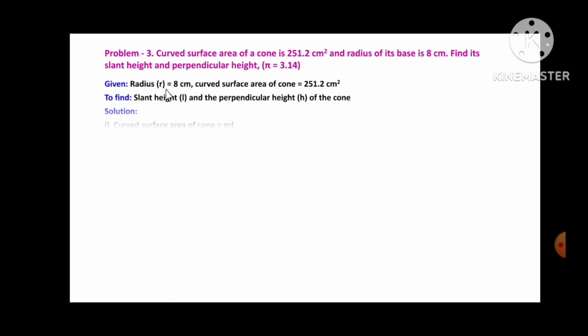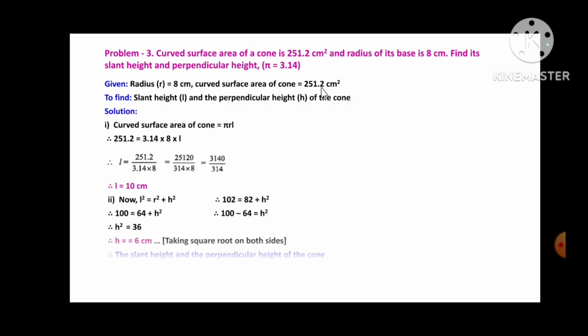Now problem number 3. Curved surface area of the cone is 251.2 centimeter square and the radius of its base is 8 centimeter. Find its slant height and the perpendicular height. Pi is given 3.14. Friends, here the given things are radius 8 centimeter and CSA is 251.2 centimeter square. We have to calculate L, that is the slant height, and H, the perpendicular height.